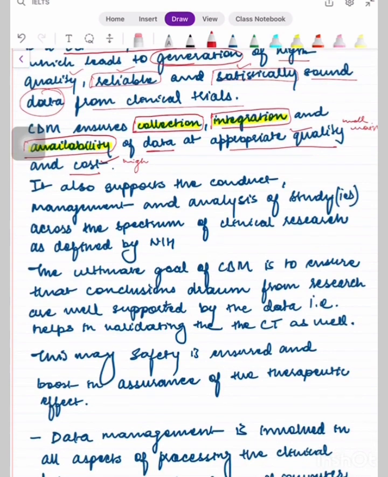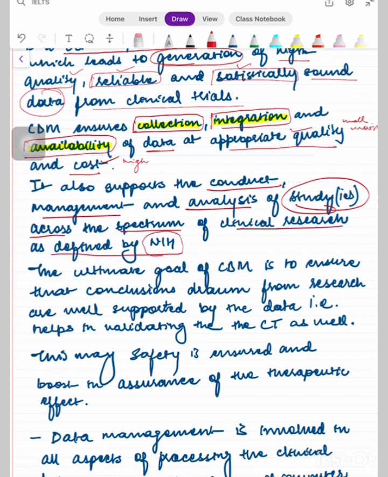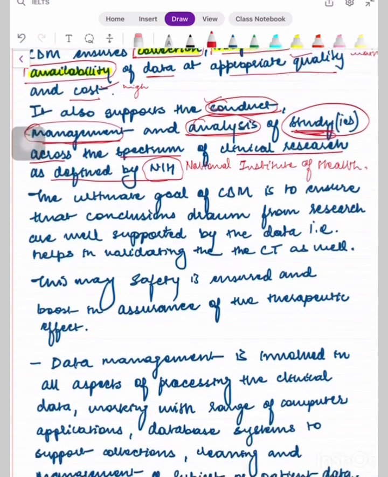It also supports the conduct, management and analysis of study or studies across the spectrum of clinical research as defined by NIH, National Institute of Health, US based. So NIH states that it supports how your clinical study is conducted, how it is managed, and the analysis of whatever study has been conducted across the spectrum of clinical research.